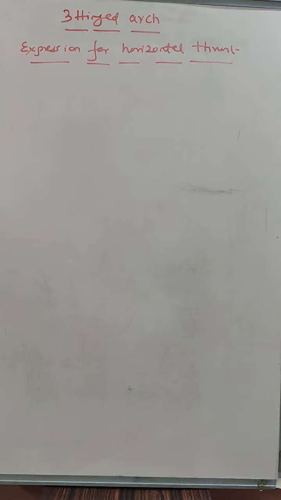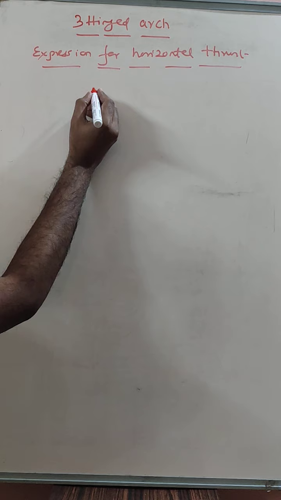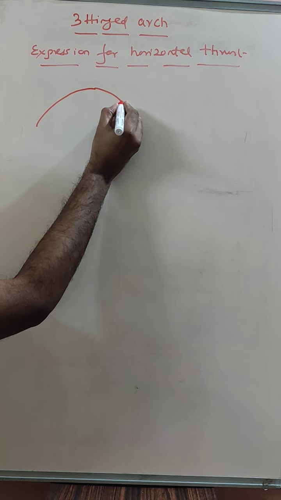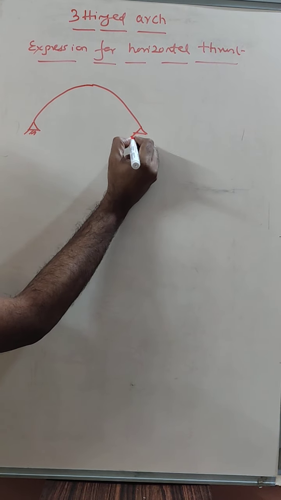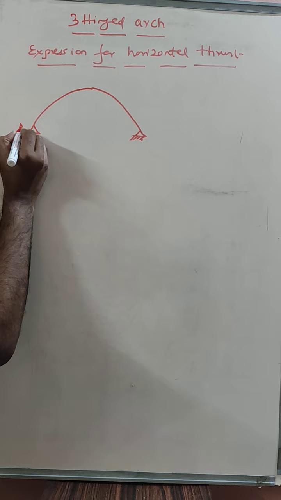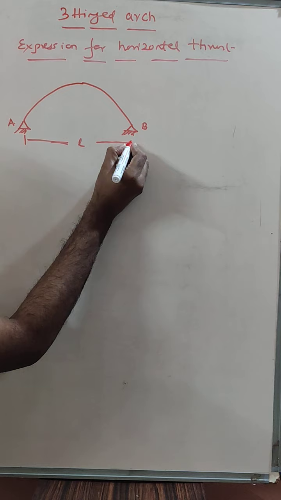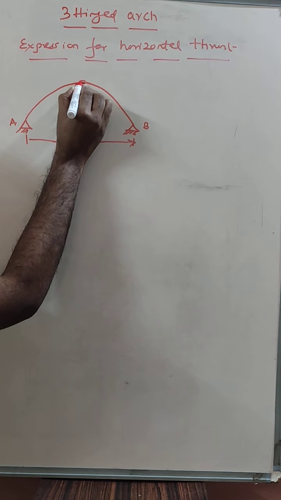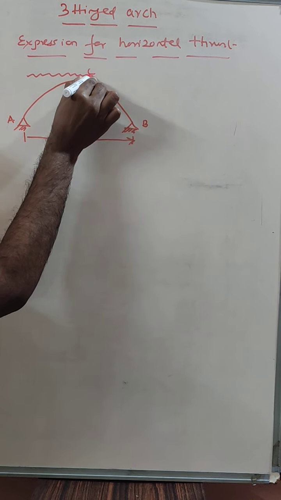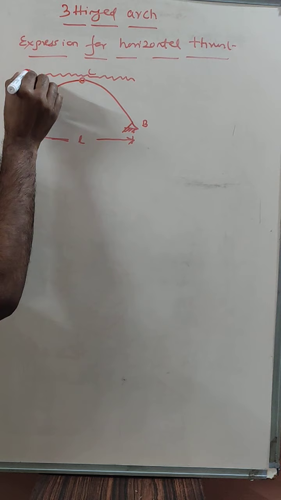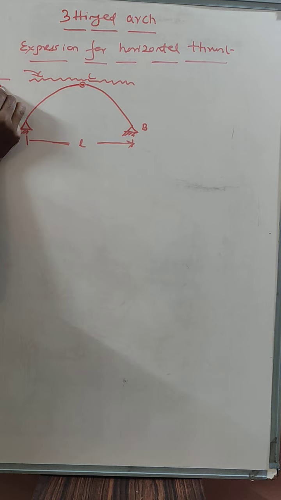Irrespective of the shape, we will take the arch where the supports are at the same level. So let me take the first case, an arch. You can see this is a three-hinged arch. Support A, support B. The span of the arch is L. There is a hinge at the crown here, that is C, and it is subjected to a uniformly distributed load. We will take up this case as a first case. Uniformly distributed load, the intensity is W per unit length.